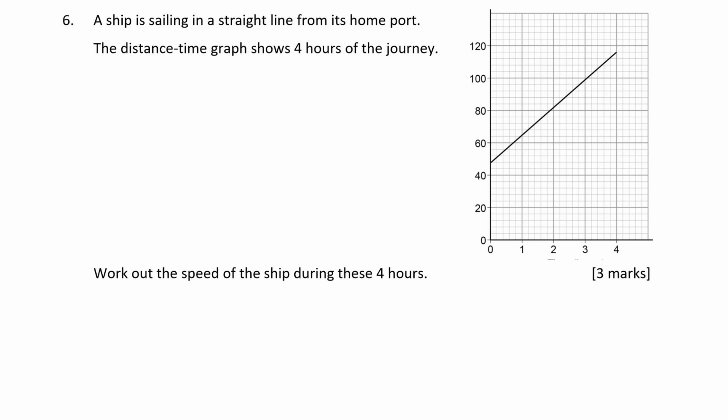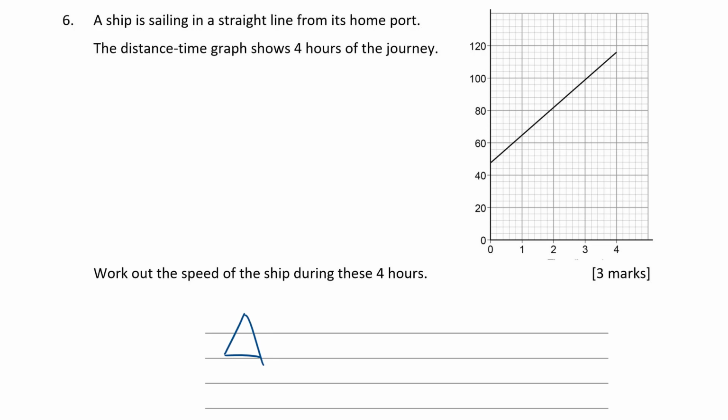Now, you hopefully remember the relationship between distance, speed, and time. If you don't, this handy triangle is quite useful. DST triangle. You notice they're in alphabetical order. D, S and then T. And then you can cover up the thing that you want to find and work out the formula used in the other 2 parts. So work out the speed of the ship during these 4 hours. So we want the speed, which is this one here. So we cover up the S, and that tells me what to do with the others. So average speed is distance traveled divided by time taken.